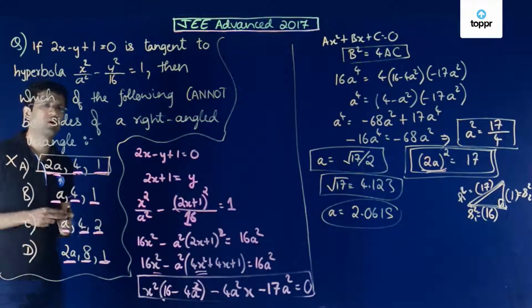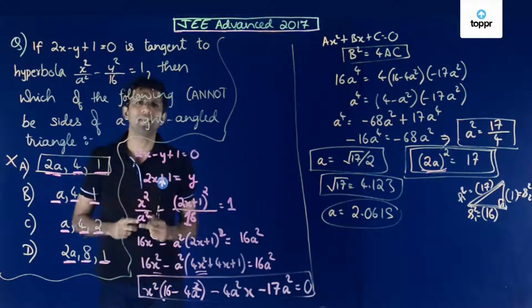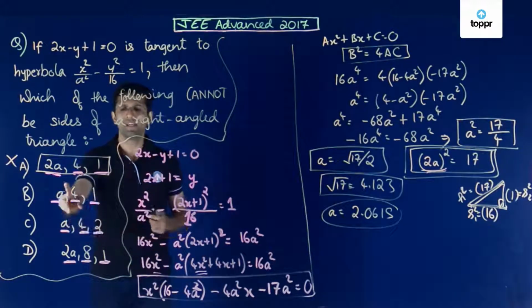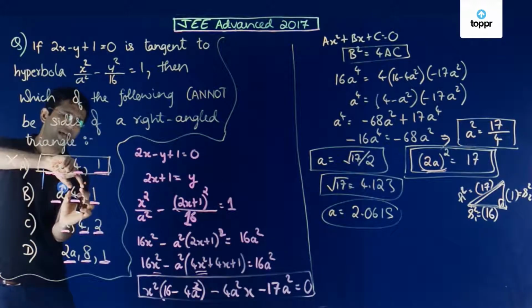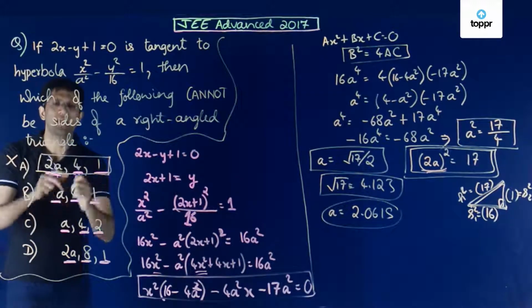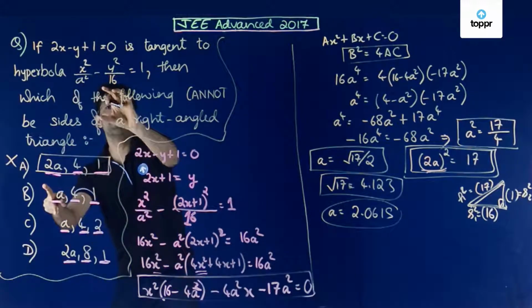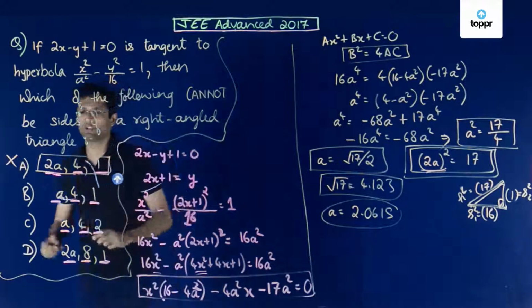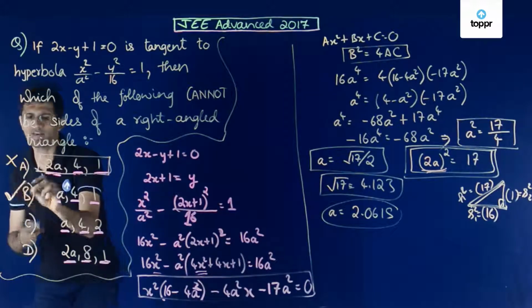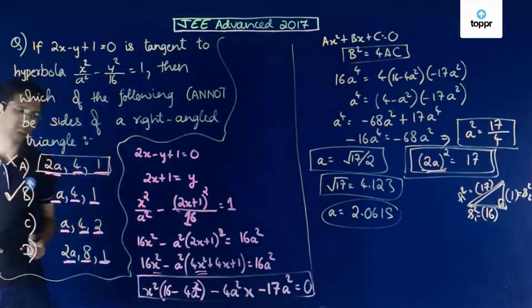Now, if we take the value of a as 2.0615, then for these values, we do not get a triangle in the first place, because for a triangle, the sum of lengths of any two sides has to be greater than the length of the third side. In this case, if we take the first side as a and the second side as 1, then a plus 1 will be less than 4, and so we cannot have this forming a triangle in the first place. So this does not form a triangle, and so this is an option in which the given values cannot be the sides of a right angle triangle. So this is one of the options that we will consider in our answer, because we want the option that cannot be the sides of a right angle triangle.